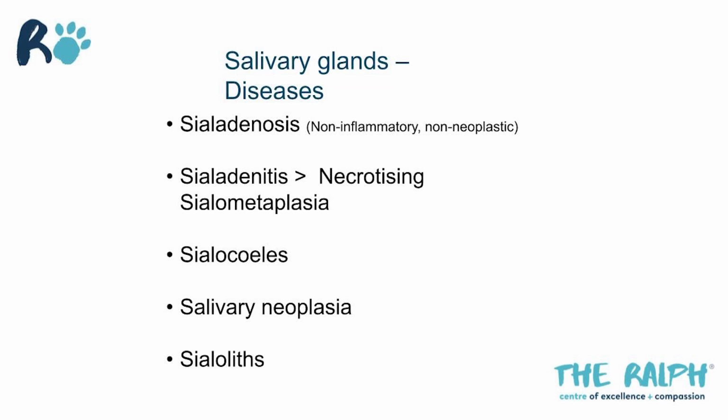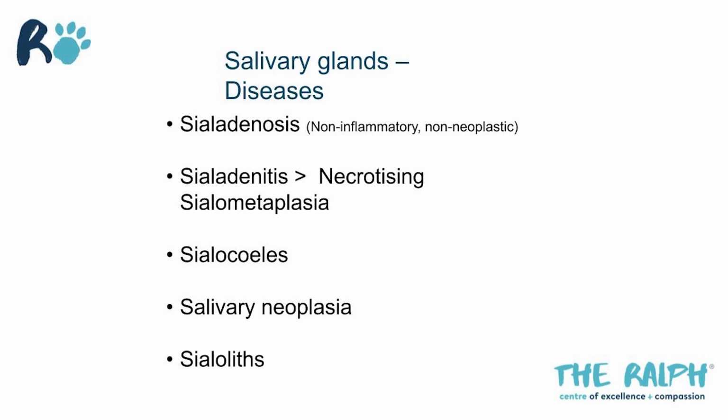Sialadenosis is a non-inflammatory process, contrary to sialadenitis, which is an inflammatory process and leads to necrotizing sialometaplasia. Both of these conditions have been associated with limbic epilepsy, so they don't tend to respond to antibiotics, steroids, or even surgical removal of the salivary glands, but they respond to phenobarbital. And if that's the case, you keep the patient long-term on this medication.